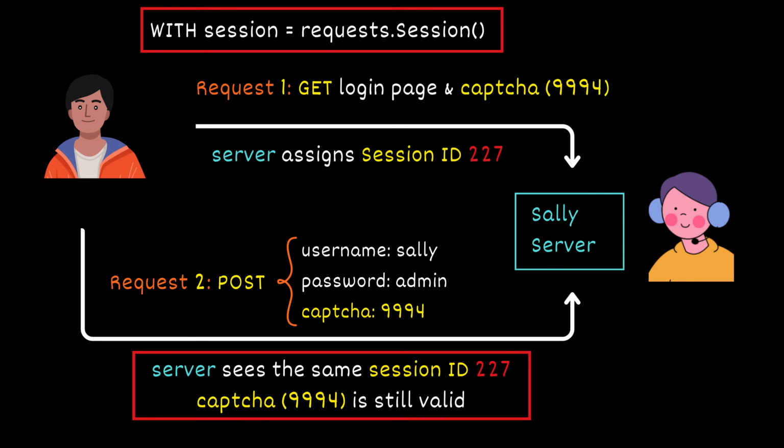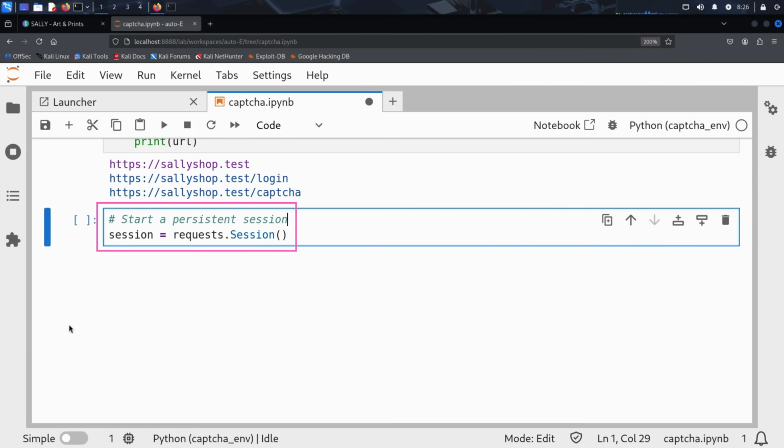And that means the CAPTCHA will match and the server will accept it, if it's correct. Now Kim's script behaves like a proper user. One session, one login, one CAPTCHA at a time. Without this one line, the entire attack would fall apart. With it, Kim's script now acts like a real browser, only faster, smarter, and automated.